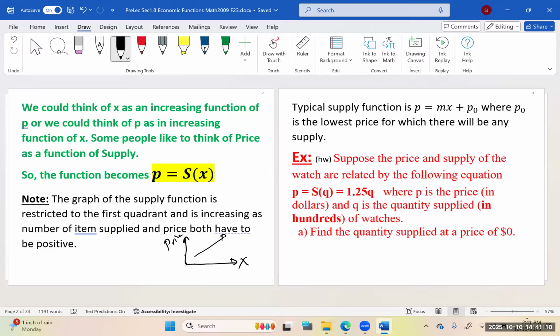This M is the slope. So total money is how many items you produce, times their selling price per unit, plus the minimum amount of money you can gain. This is how I normally write the supply function. So it's like Y equals MX plus B. That B is the Y-intercept, meaning the smallest amount of money you get for your supply.